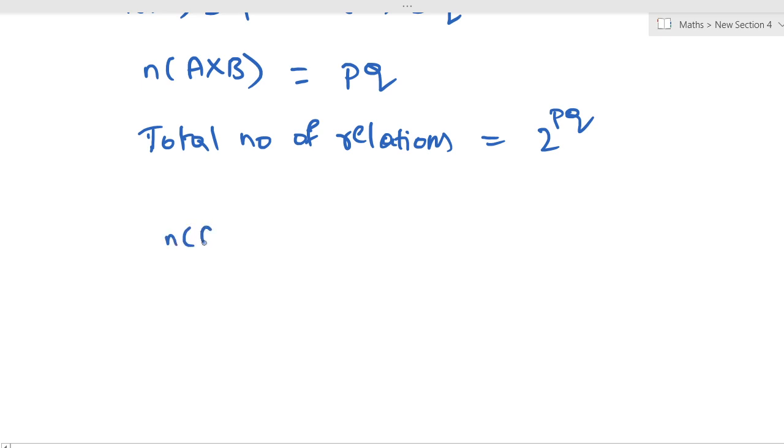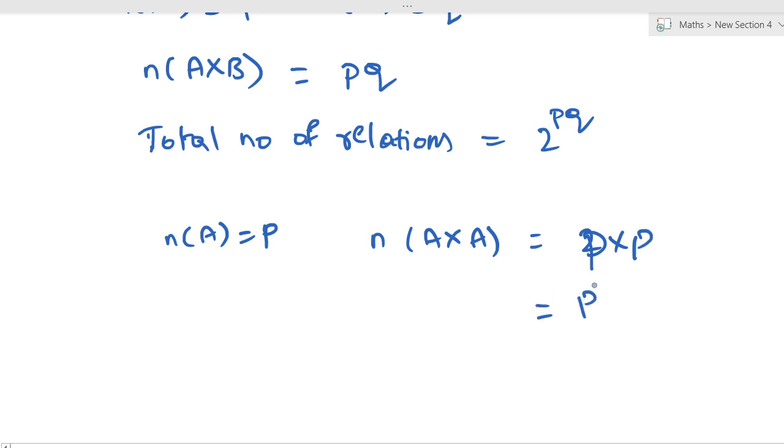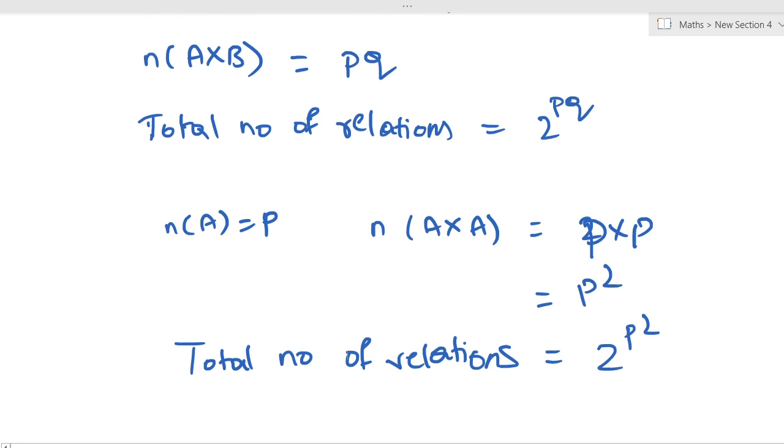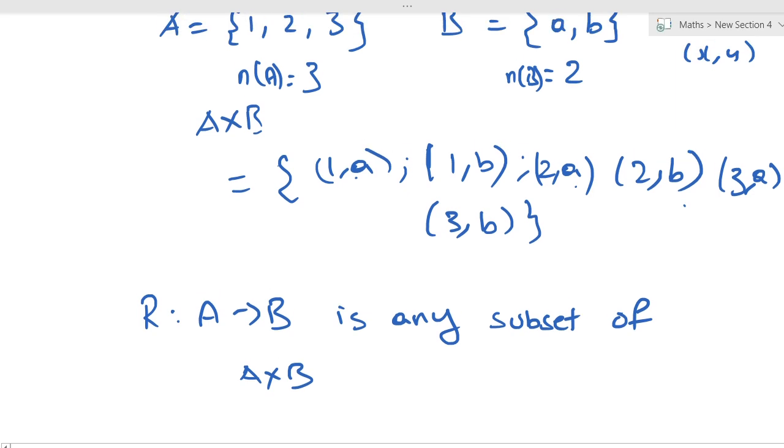If n of A is equal to p, the number of elements in A into A will be p into p, which is p square. So the total number of relations will be 2 power p square. So in ordered pairs, let us say 1 comma a, this is called the domain and this is called the range.